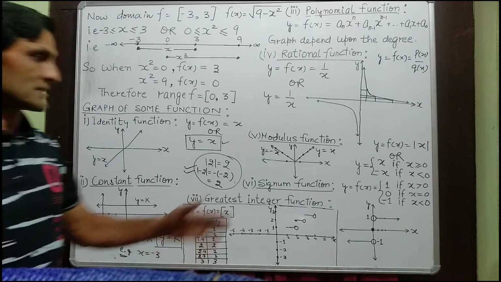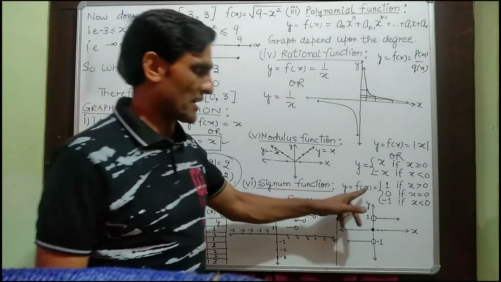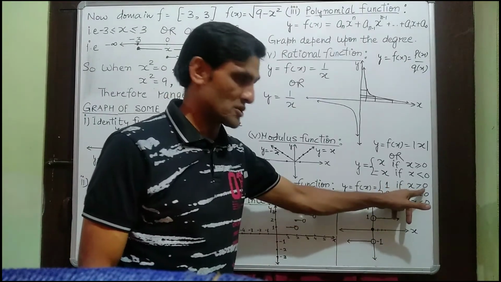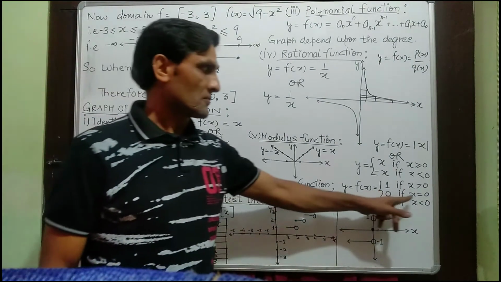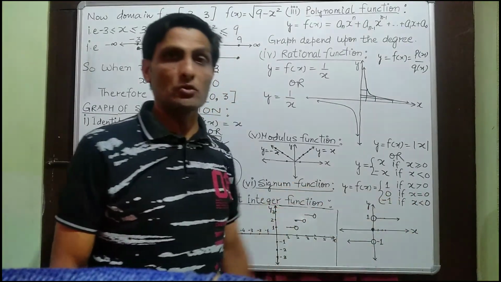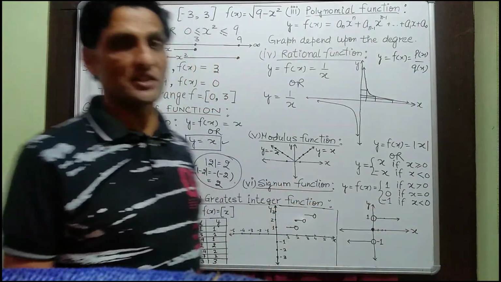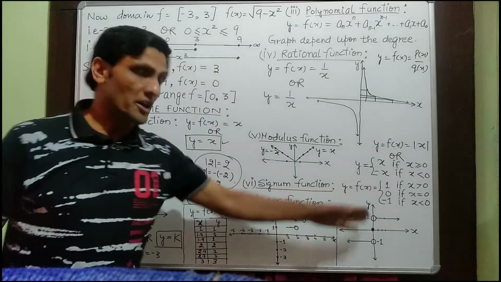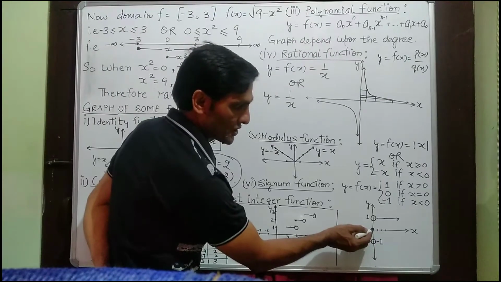Now next is the signum function. You know the signum function can be defined as y = f(x) = 1 when x is positive, meaning more than 0. y = 0 when x = 0. Similarly, y = -1 when x is less than 0. So if you draw the table for this, how do you get the values? When x is 0, y is 0 here.